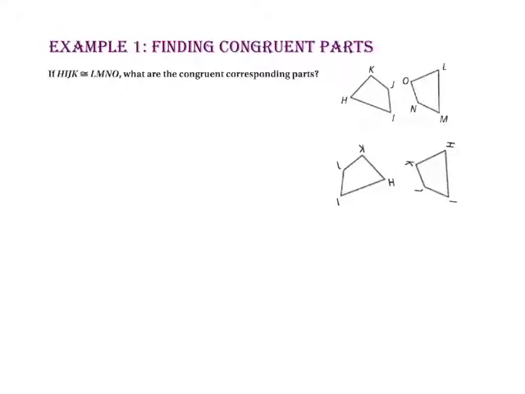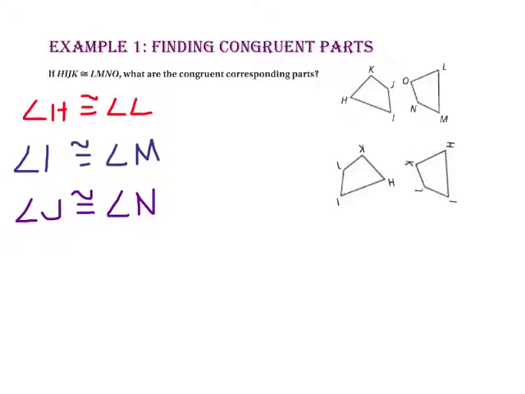Watch. Since H and L are the first letters of the polygons, angle H is congruent to angle L. Since I and M are the second letters of the polygons, angle I is congruent to angle M. Since J and N are the third letters of the polygons, angle J is congruent to angle N. And since K and O are the last letters of the polygons, angle K is congruent to angle O.